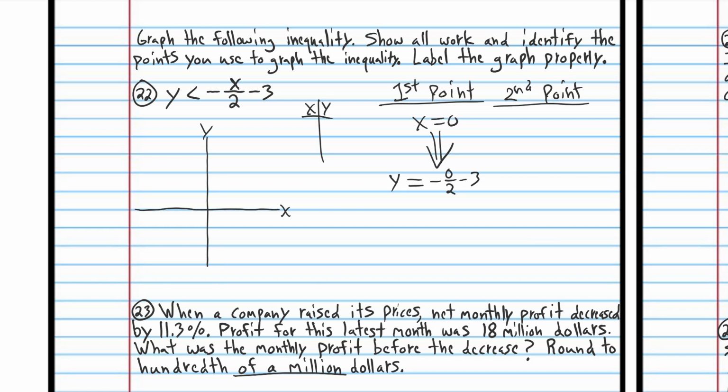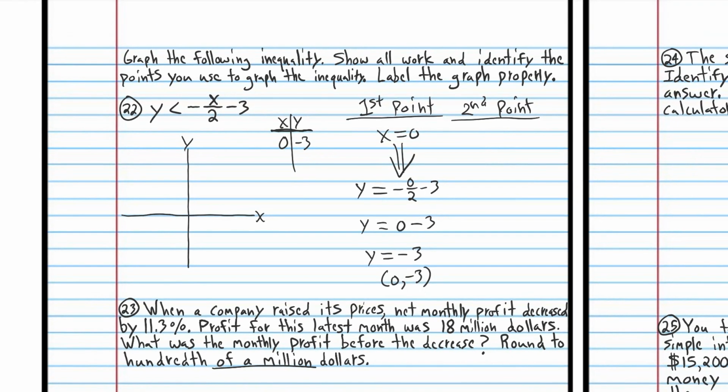0 divided by 2 is 0, so negative 0 is just 0. And y is equal to negative 3. So that point is 0, negative 3. I'll put that in my table. All right, the second point, we have to be careful because this is a fraction. If we choose 1 for x, then we end up with negative 1/2 minus 3. That would be a weird fraction. We'd have to deal with a decimal. We'd have to deal with a mixed number. So let's choose 2, positive 2.